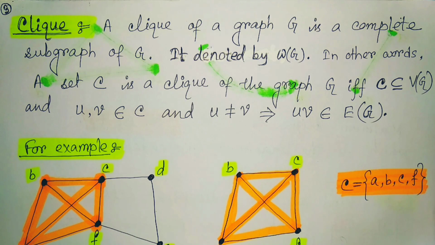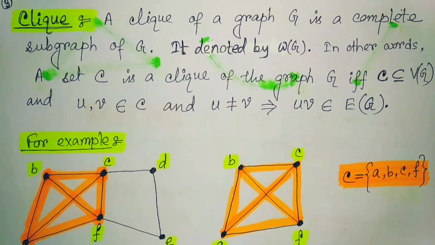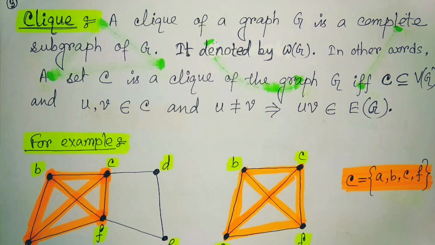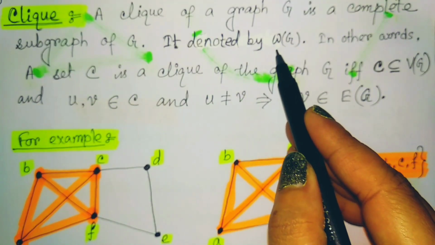In this video lecture we come to know about clique. Clique is again a type of subgraph. So a clique of a graph G is a complete subgraph of G. So what is clique? A clique of a graph G is a complete subgraph of G. What does it mean? It is denoted by omega G.